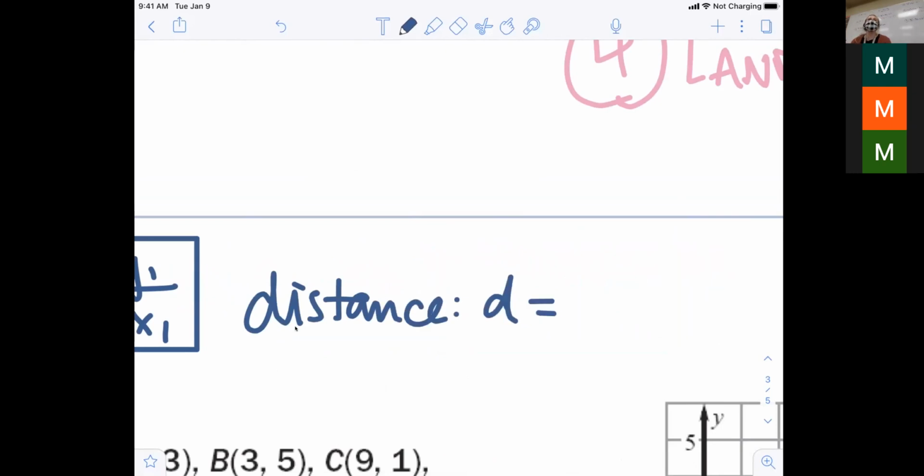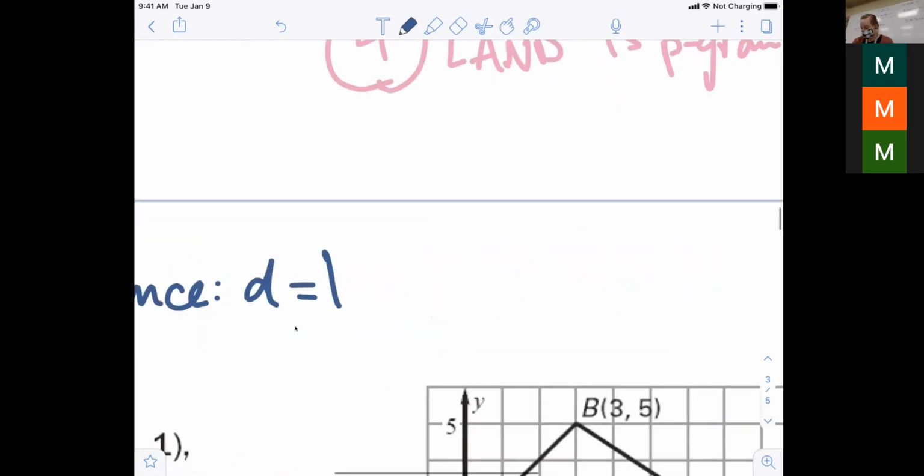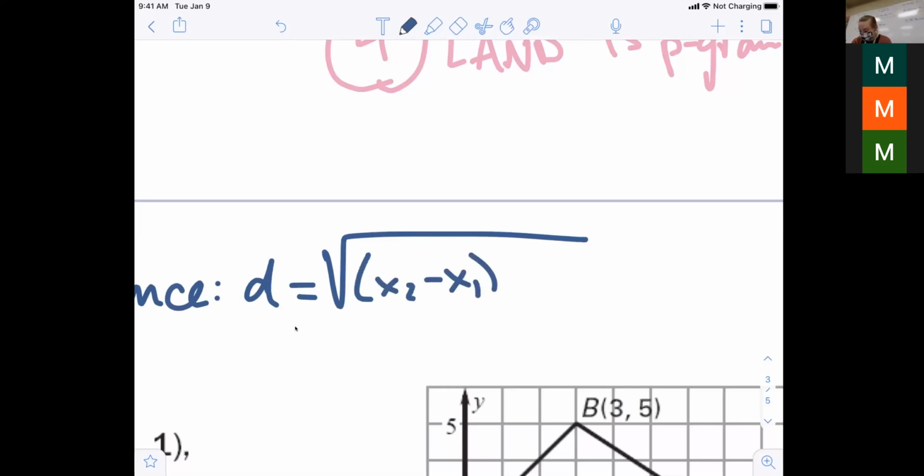I'm going to say d equals the square root of y1 minus y2 plus x1, and both of them are squared. I usually write x first. It doesn't matter to me. You just minus the x's squared plus minus the y's squared.